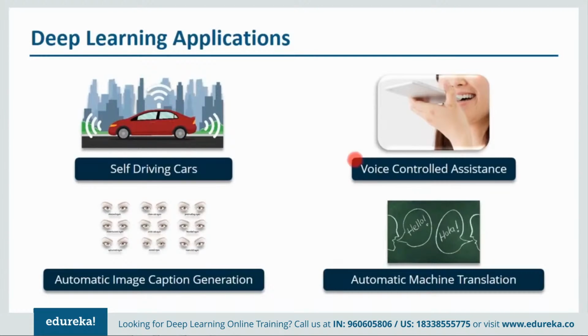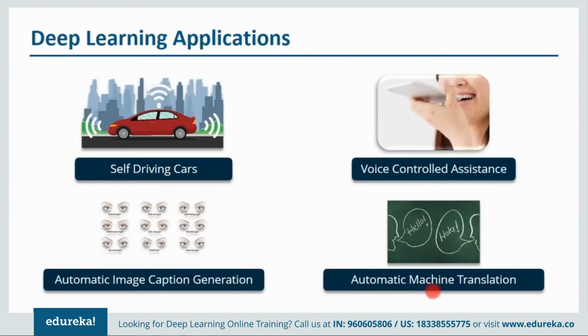Then when we talk about voice control assistants, I'm pretty sure you must have heard about Siri. All the iPhone users know about Siri, right? You can tell Siri whatever you want to do. It'll search it for you and display it for you. Then when we talk about automatic image caption generation, whatever image you upload, the algorithm is such that it will generate the caption accordingly. For example, if you have blue colored eyes, it will display a blue colored eye caption at the bottom of the image.